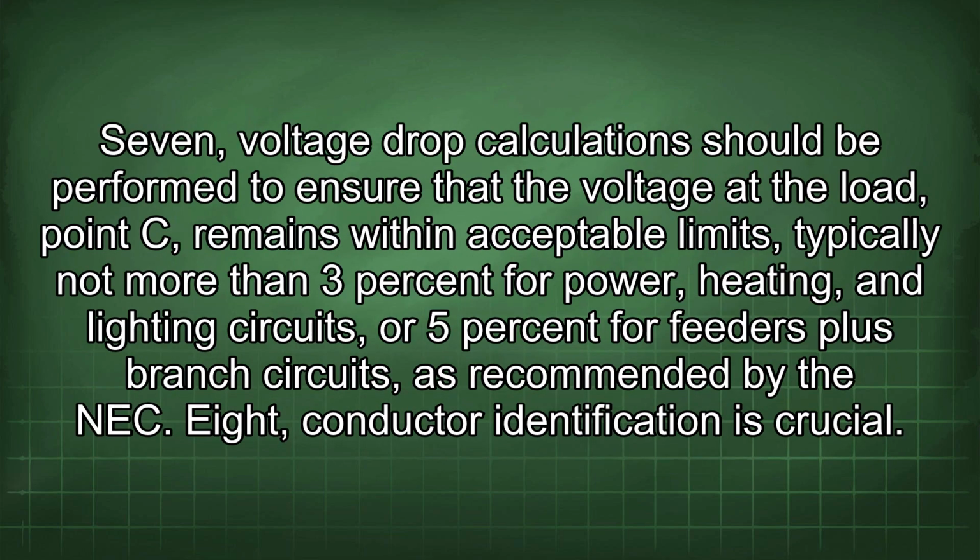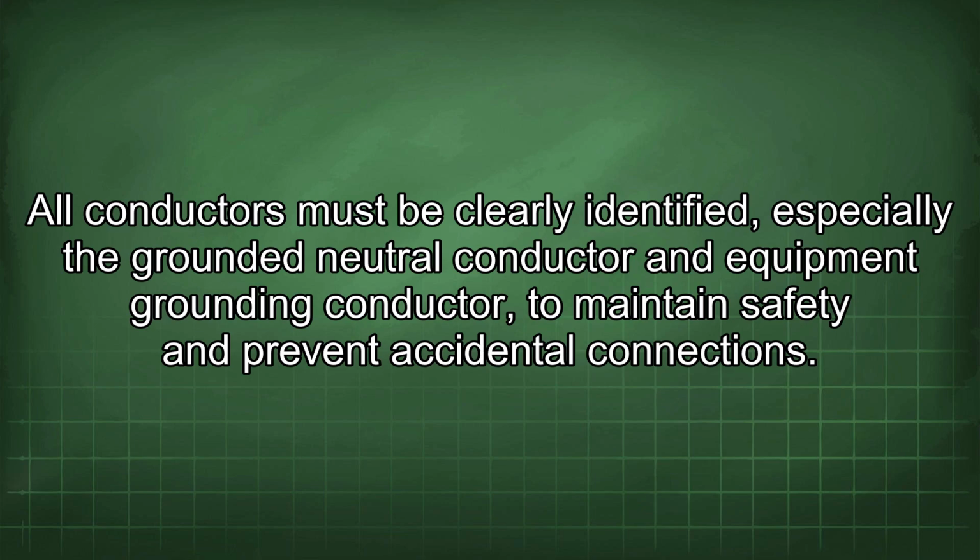7. Voltage drop calculation should be performed to ensure that the voltage at the load, point C, remains within acceptable limits, typically not more than 3% for power, heating, and lighting circuits, or 5% for feeders plus branch circuits, as recommended by the NEC. 8. Conductor identification is crucial. All conductors must be clearly identified, especially the grounded neutral conductor and equipment grounding conductor, to maintain safety and prevent accidental connections.